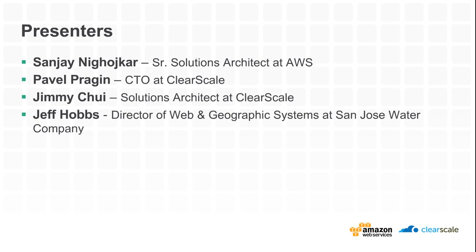He's going to cover in a lot of detail the use of the Docker container service and how to use the existing AWS DevOps services to enable and build the best practices architecture and design. And finally, Jeff Hobbs, who is our customer, and he's the Director of Web and Geographic Systems at San Jose Water Company. I think it will be very interesting to hear their use case and share their experience in terms of adopting the DevOps practices.